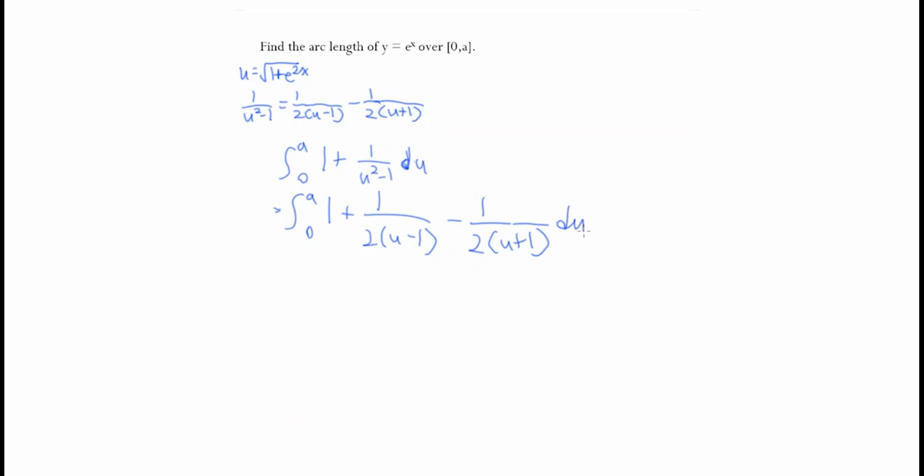And then now we solve the integral out, and that'll give us u, with the limits, because we have to plug these in after we solve the integral, plus 1/2 ln of the absolute value of u minus 1, because when we take the integral of, say, 1 over x, we get ln absolute value of x. In all essence, we're doing the same thing here.